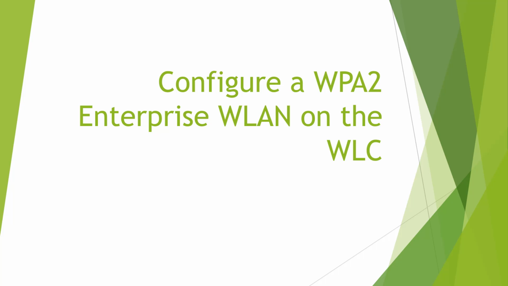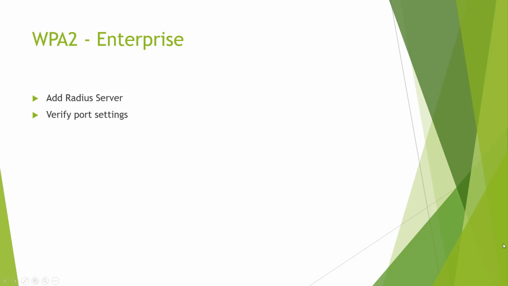Welcome. In this video, we're talking about how to configure WPA2 Enterprise on a wireless LAN using the WLC. The big thing with WPA2 Enterprise is that we're going to be setting up a RADIUS server and verifying port connectivity. So let's go ahead and get into configuration.